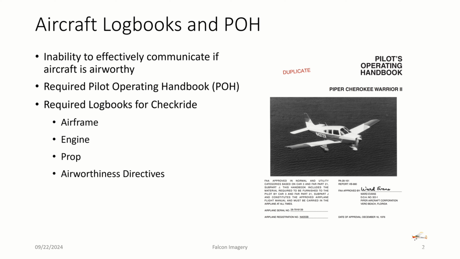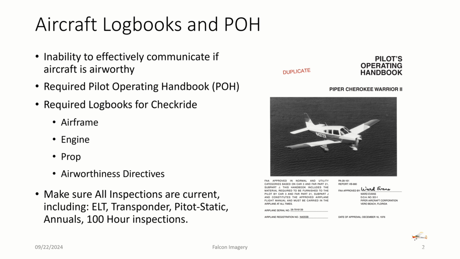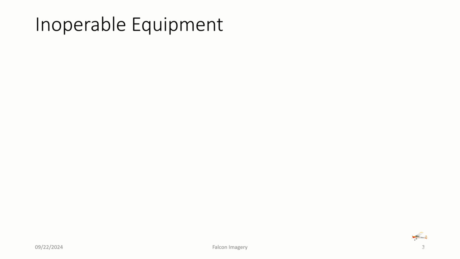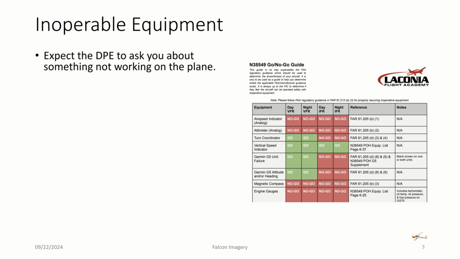And you're going to want to show the examiner that all inspections are current, including the ELT, the transponder, the pitot-static, the annuals, the 100-hour inspections, etc. Where that typically leads is to a discussion early on in the check ride where the DP asks, hey, we have some piece of inoperable equipment in the aircraft. And the DP is going to ask you, hey, something's not working, can we fly or not?